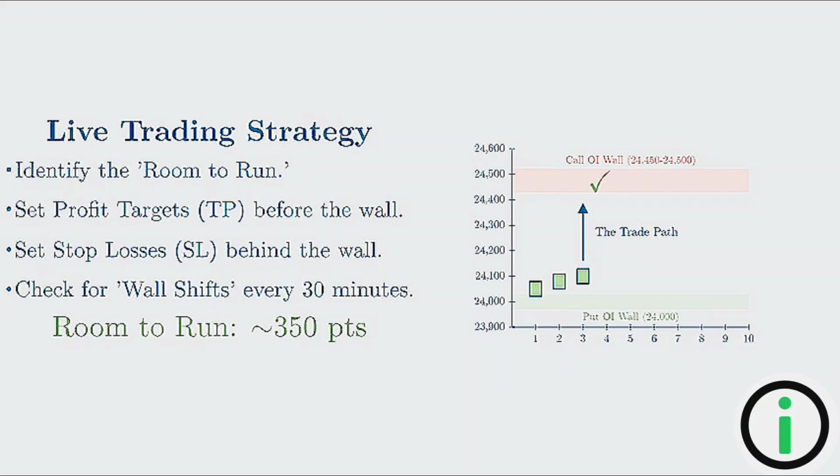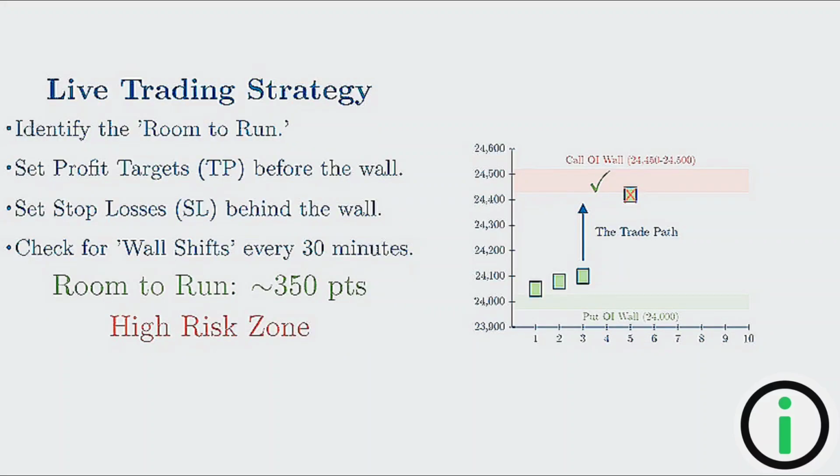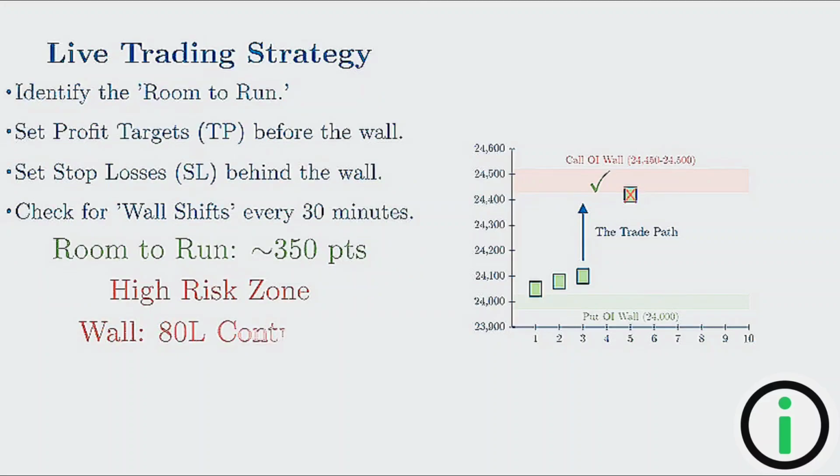However, if you saw that same bullish signal but the price was already at 24,420, entering a long position would be very risky. You would be buying right into a wall of 80 lakh contracts. The smart move is to use that wall as your profit target for an existing trade, or wait for a reversal signal to trade back toward the 24,000 support.